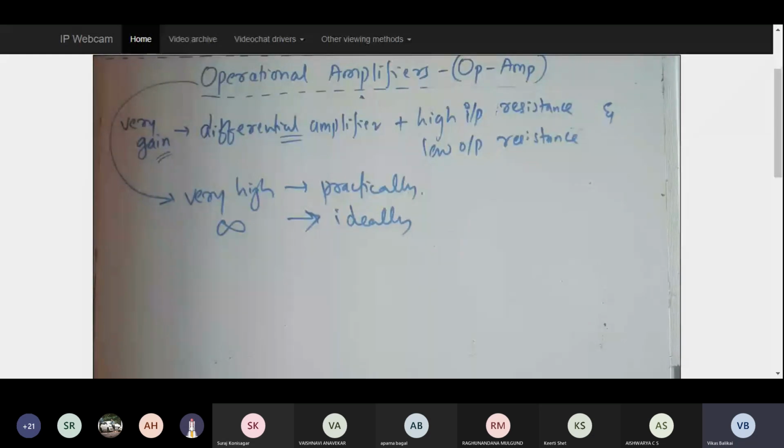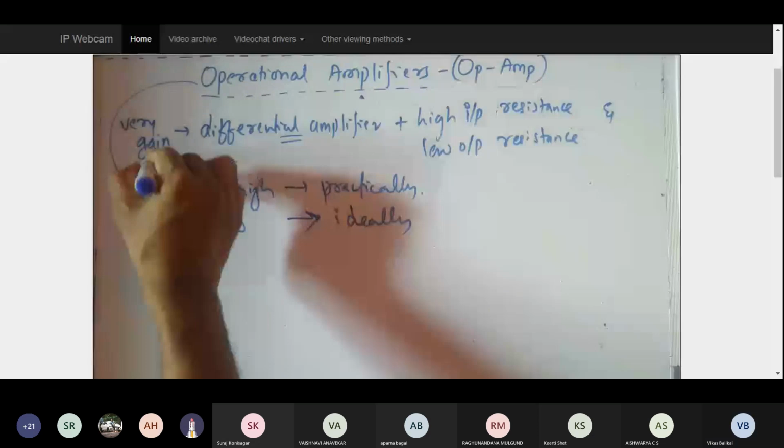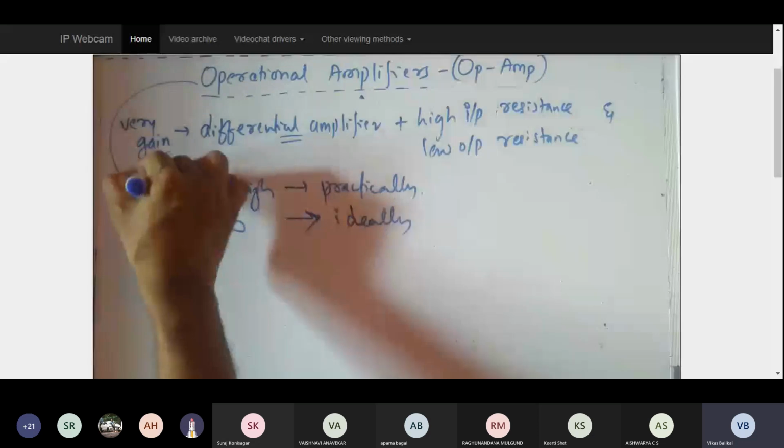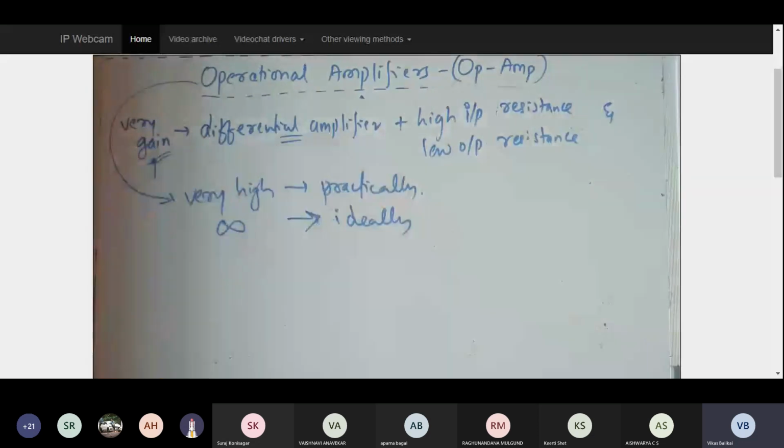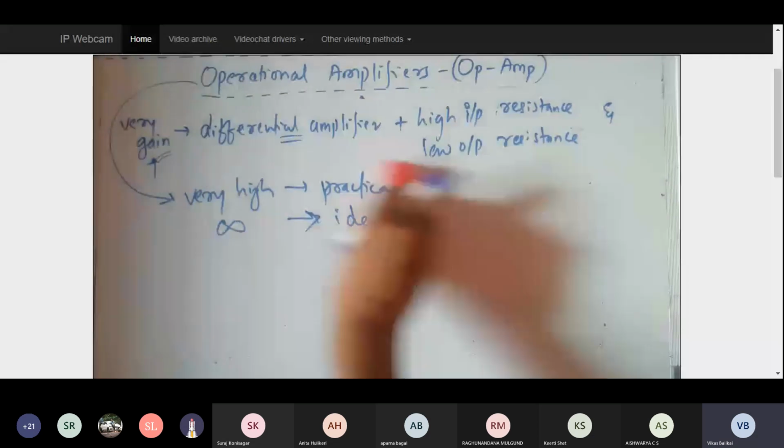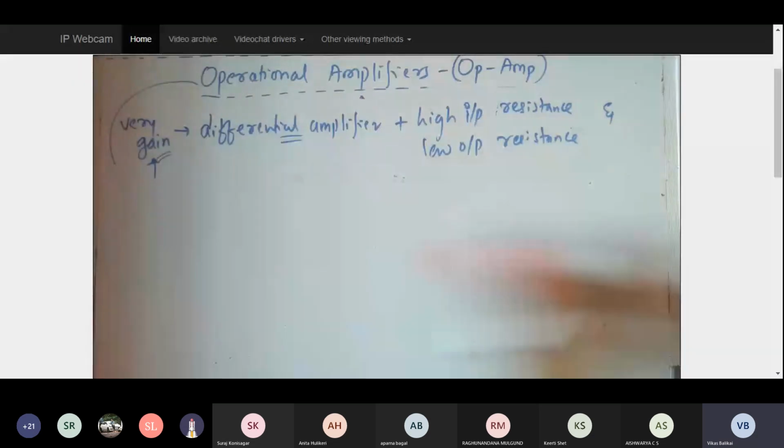So that is why I say it should be having very high gain. So that is the entire gist of the operational amplifier. An operational amplifier is a very high gain differential amplifier which is going to amplify the difference between the input signals, and it has very high input resistance and low output resistance. So this is basically a simple definition of my operational amplifier.